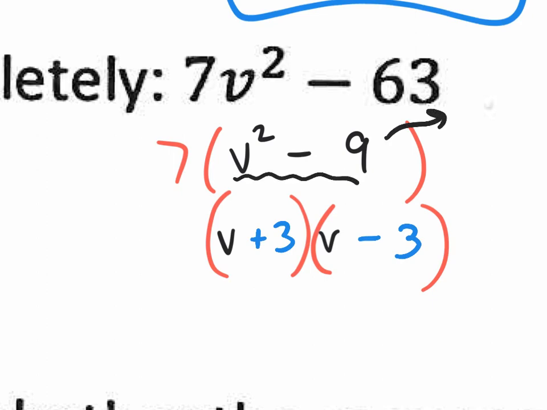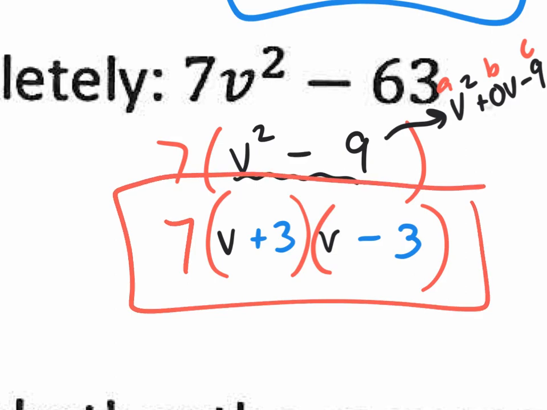Maybe if I did this, v squared plus there is no regular v minus 9, is that better? Where you could see the a value of 1, the b value of 0, and the c value of negative 9. But the idea is, what times what is the last one, that if you combine together is the middle one? Well, that's a positive 3 times a negative 3. It's just factoring. But you do need that 7 out in the front, and that's your final factored form on that one.